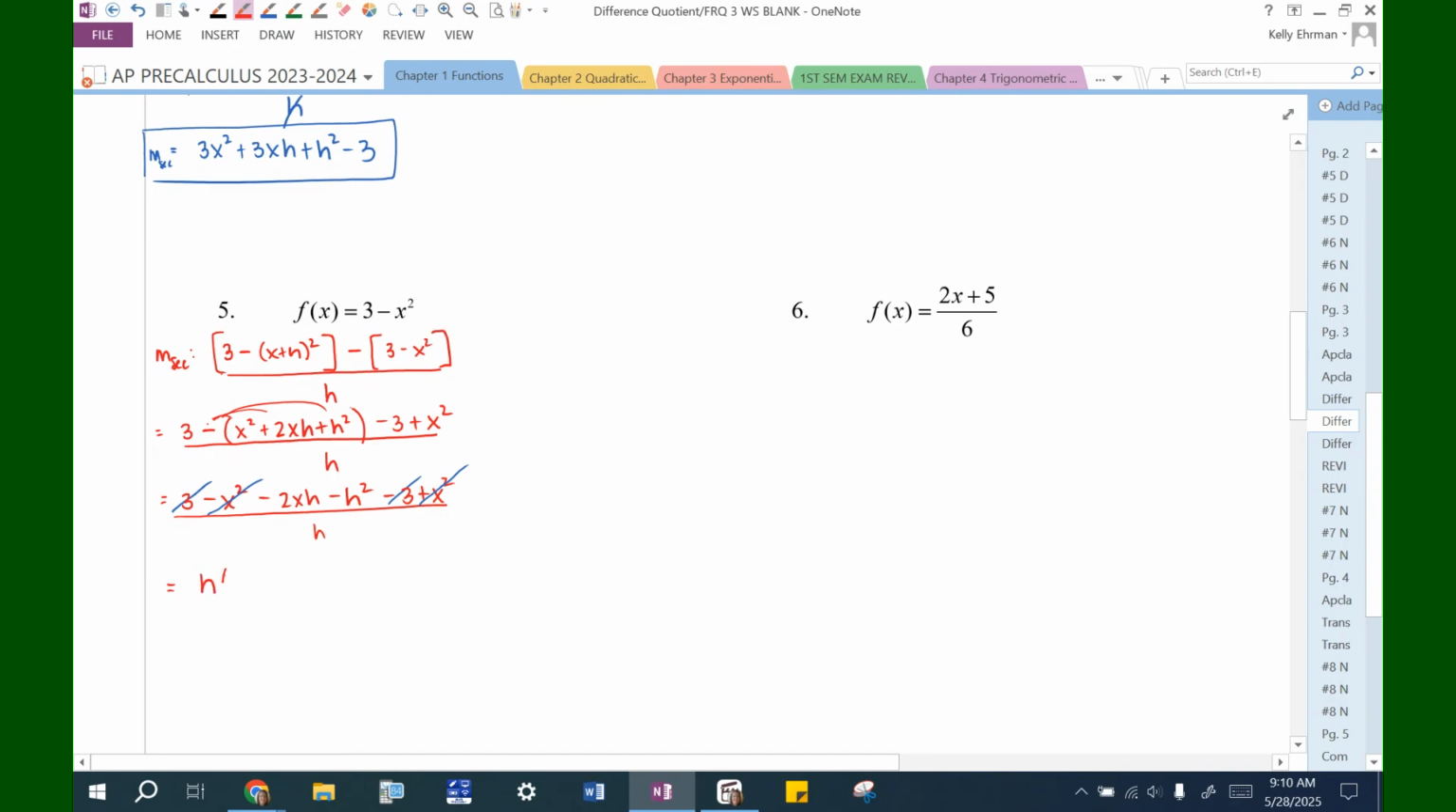We can factor an h out if we want to. Negative 2x minus h. You could factor a negative h out if you want. I'll just leave it like that. So m sec is negative 2x minus h.